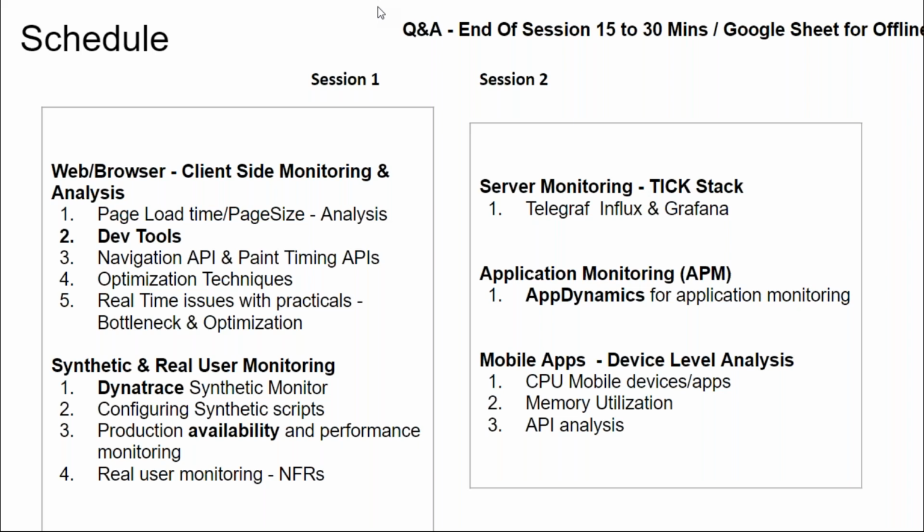And then Telegraf, Influx, and Grafana for open source infra level monitoring. We'll also touch upon the device level for mobile apps. We'll discuss the various parameters we will look into when it comes to native apps, like mobile native apps which you install from the Play Store. What is the approach for that?